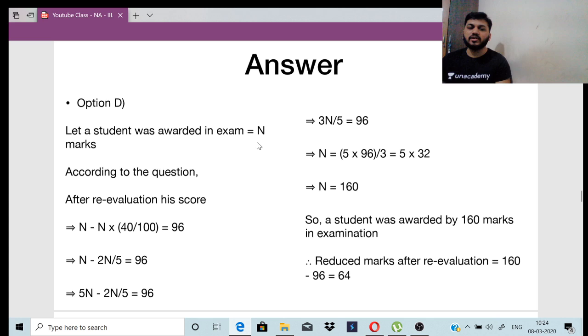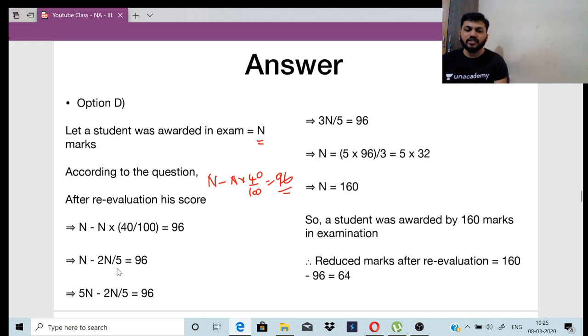Let the student be awarded n marks in the exam. After revaluation, what happened? What does revaluation mean? 40 by 100, 40% he lost, right? So it is n minus n into 40 by 100 is equal to 96. Equation bana do, you'll get the answer, right? n is the amount of marks he got at the starting. So this is the amount of marks he lost in the revaluation process, and his final marks was 96.